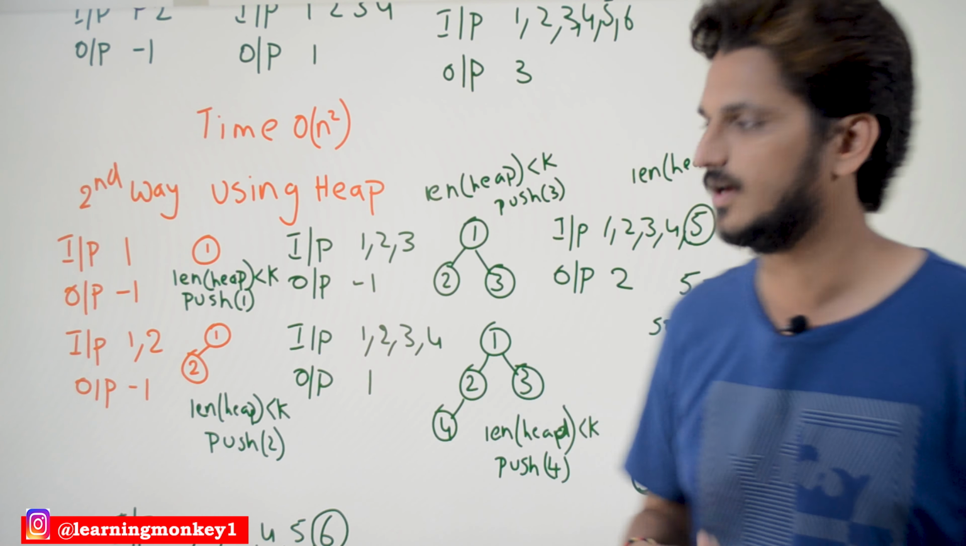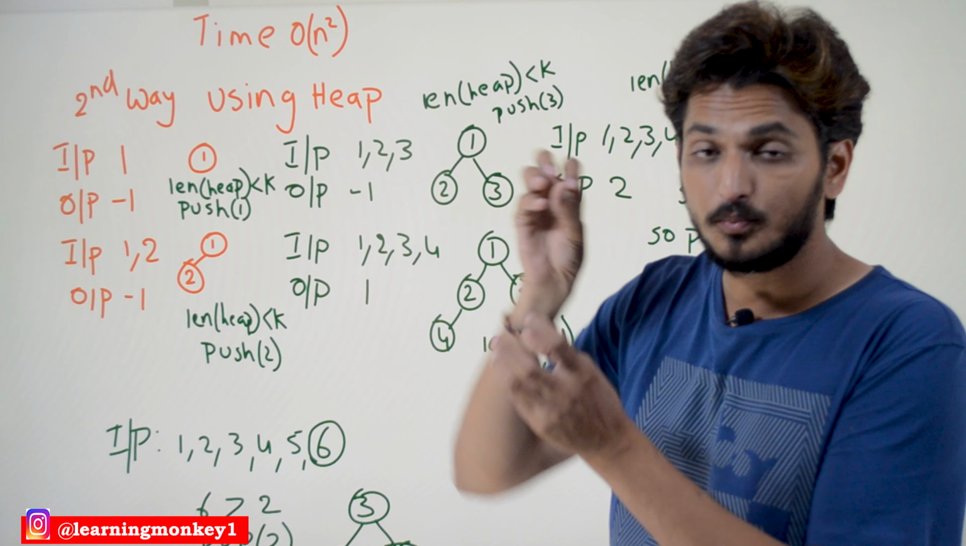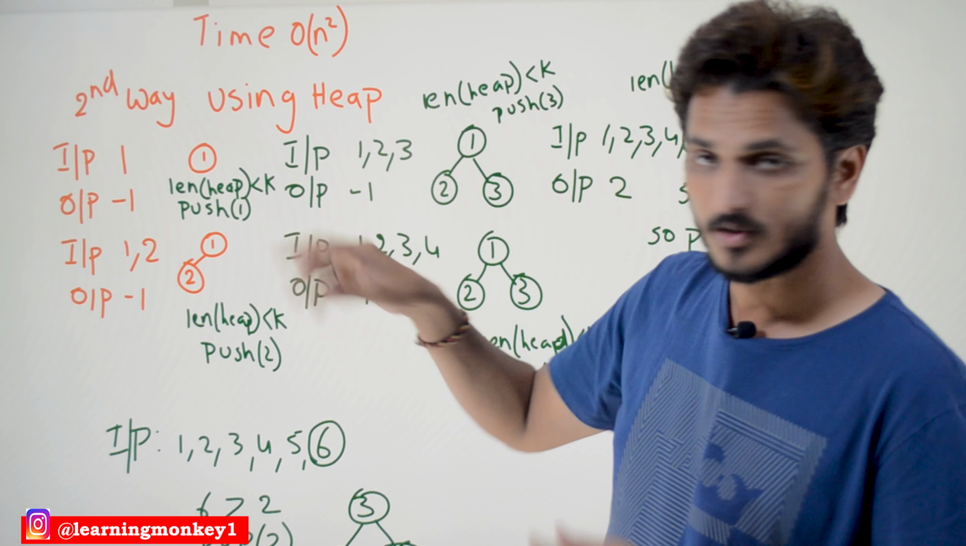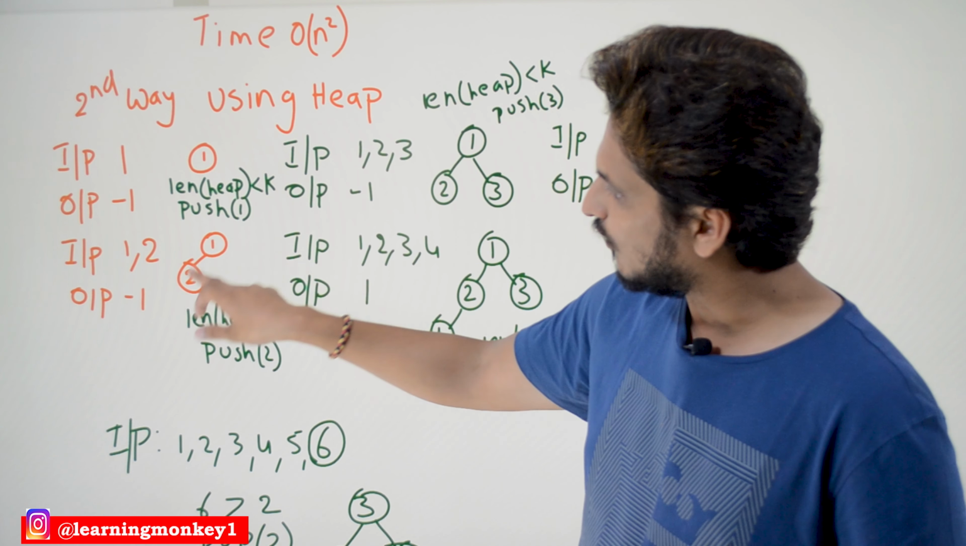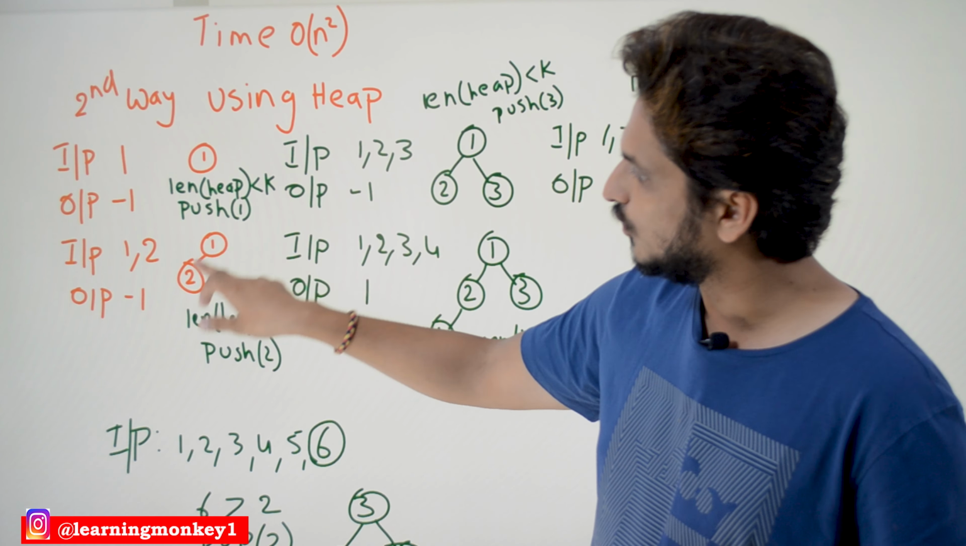So next input is 1, 2. When you get 2, what is the length of the heap now? 1. So you have to push 2 onto the heap. After pushing the 2 onto the heap, 1, 2, you have to display -1. This is how the heap will be constructed.